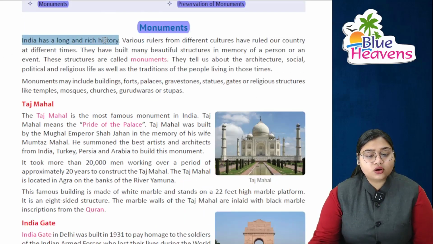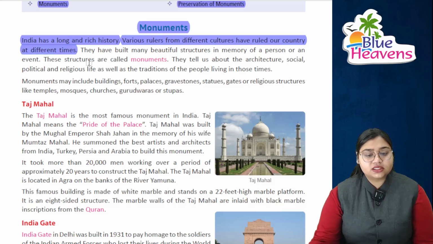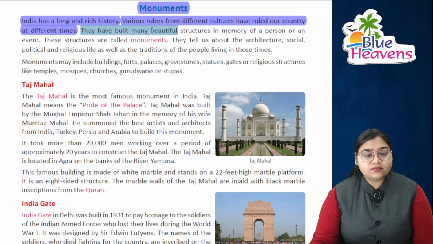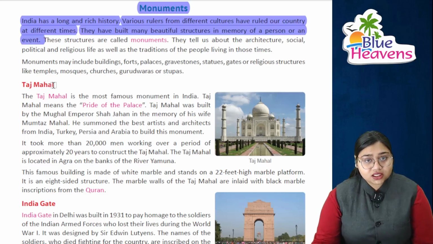India has a long and rich history. Various rulers from different cultures have ruled our country at different times. यानी कि इंडिया को बहुत सारे different rulers ने different times पे rule किया है. They have built many beautiful structures in memory of a person और an event. उन्होंने क्या किया है? अलग अलग तरीके के monuments को create किया है in our history. किसी ने for their loved ones or for other events. These structures are called monuments.